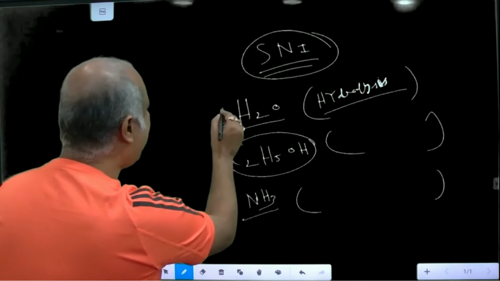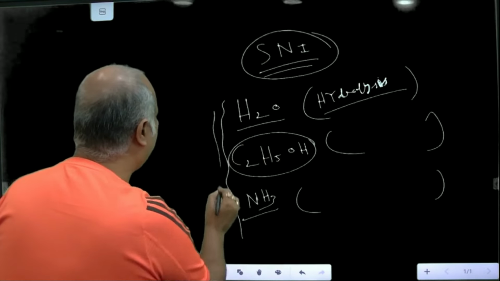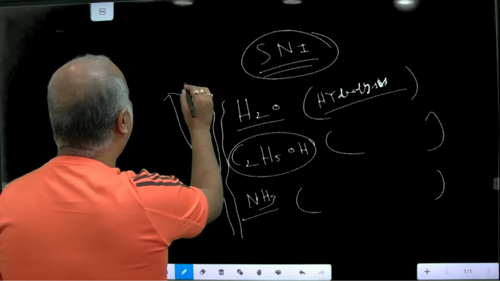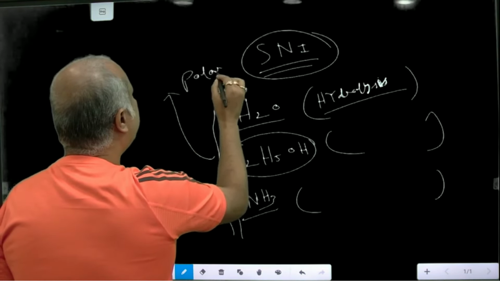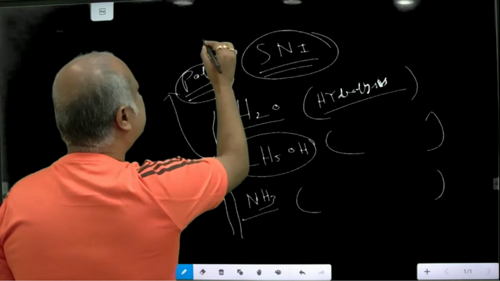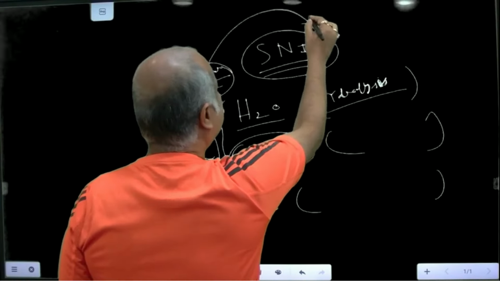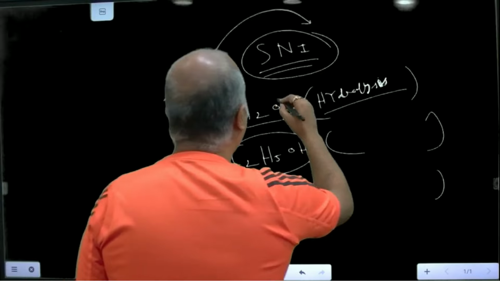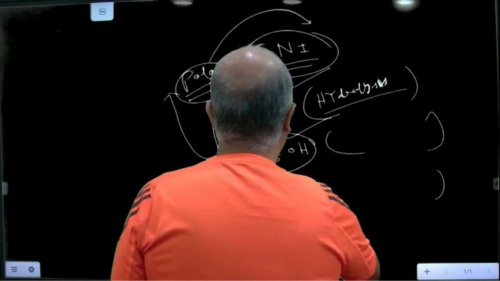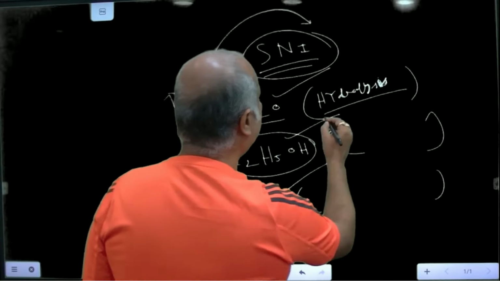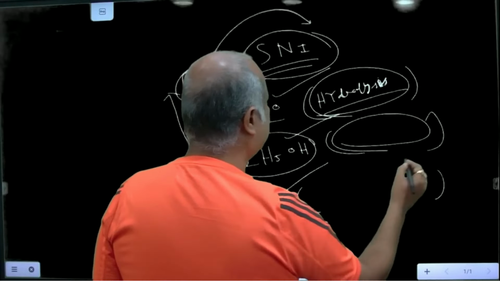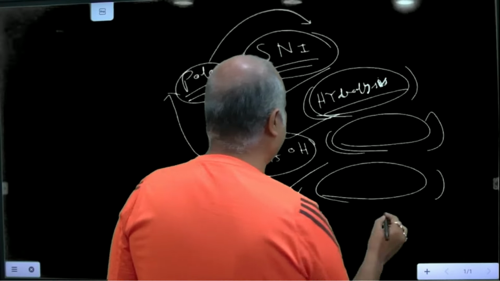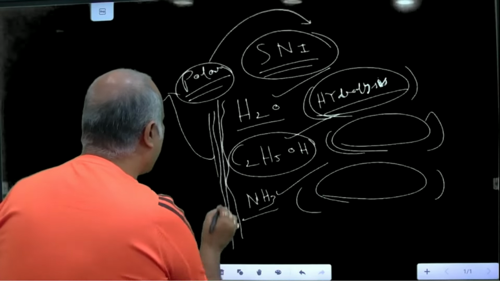In case of a purely polar solvent, one thing remember: polar solvent always increases the SN1 mechanism, like water, like alcohol, like ammonia. In case of water, hydrolysis. In case of alcohol, alcoholysis. In case of ammonia, ammonolysis. That is favorable for the SN1 mechanism.